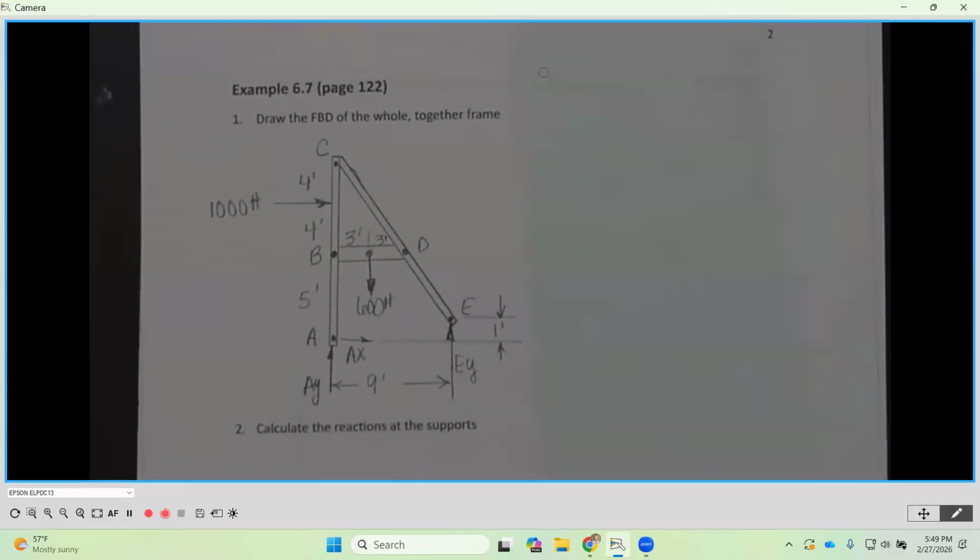Okay. And that should be everything that we need as far as our free body diagram of our entire frame together. Okay. Any questions at the moment on generating that free body diagram? I pulled out the chat box, so feel free to put it in there or audibly ask.